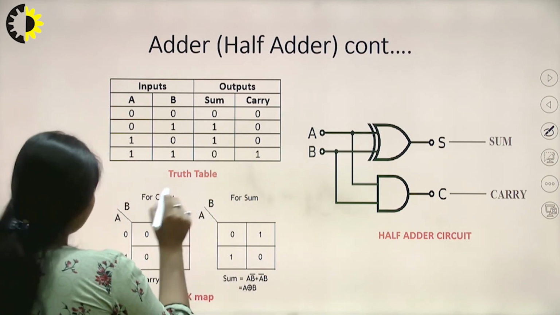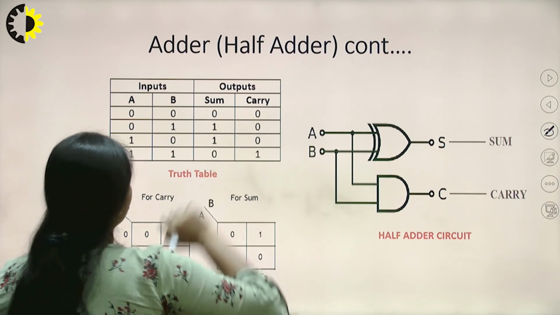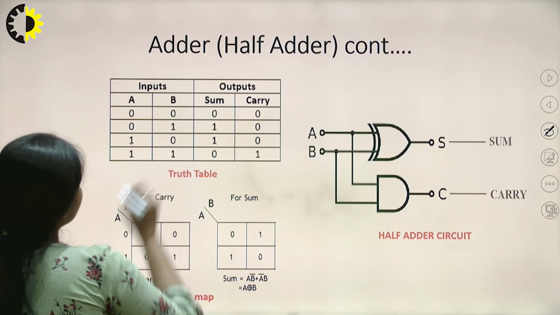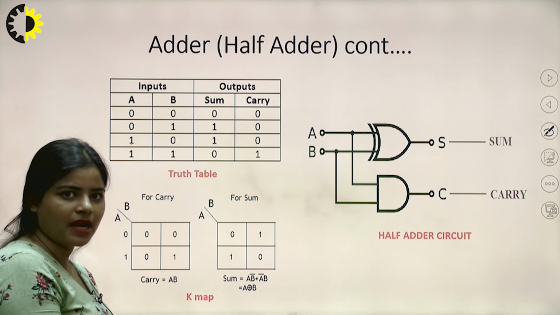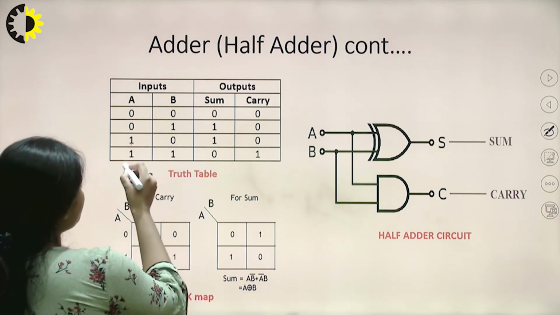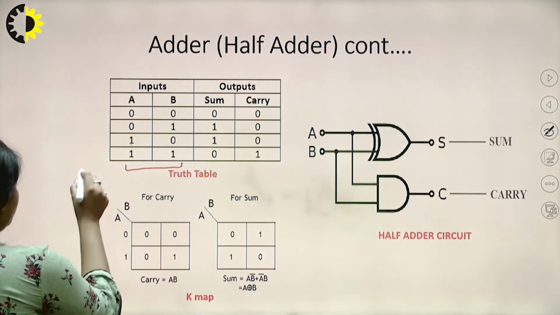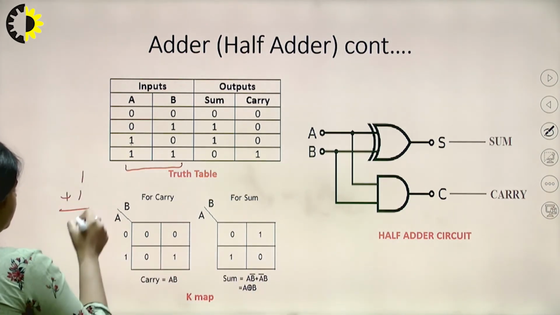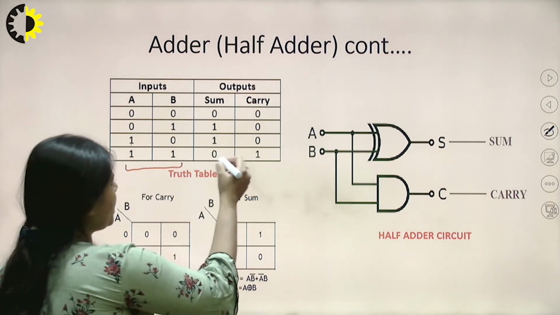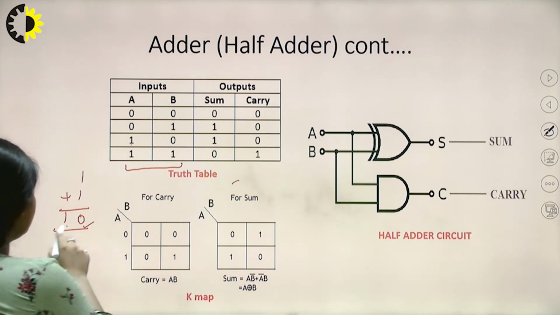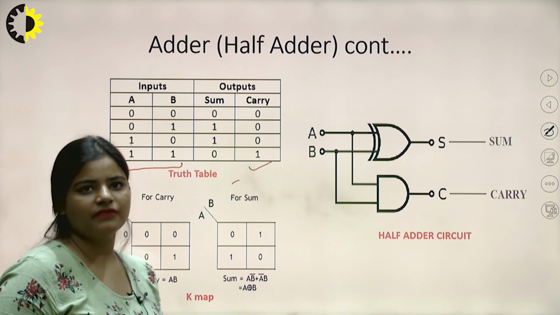Whenever we add 0 and 1, we always have 1 as a sum and no carry. Again, 1 and 0, whenever we do the addition of 1 and 0, we always have 1 as a sum and no carry. But in the case of 1 and 1, I have already told you that 1 plus 1 gives 0 as sum and 1 as carry. So here we have written this 0 as sum and this 1 as carry. So this is the truth table of the half adder.